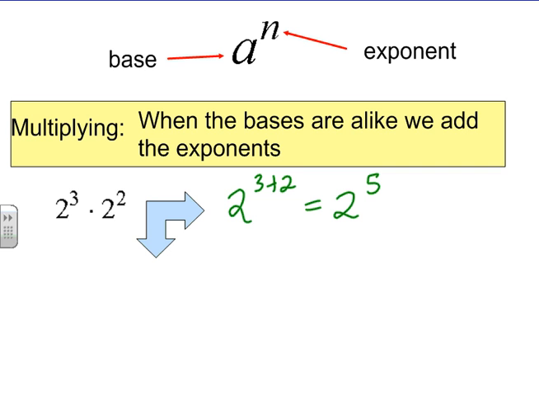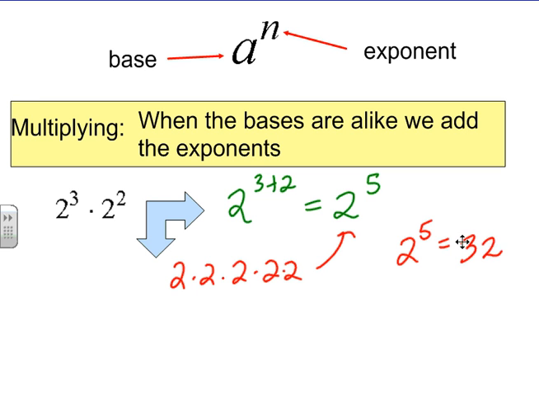Now, if we needed to see this explained, we can work it out a little bit. Here we have 3 2's, and here we have 2 more 2's. We can see that there are 5 2's altogether, giving us 2 to the 5th power. We would then continue to work that out, say what 2 times 2 times 2 times 2 times 2 is. We'd find out that that equals 32.